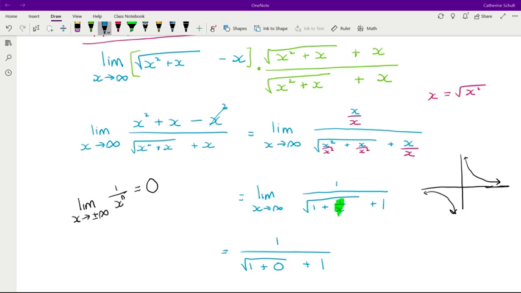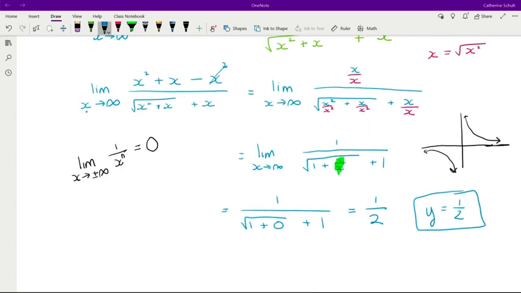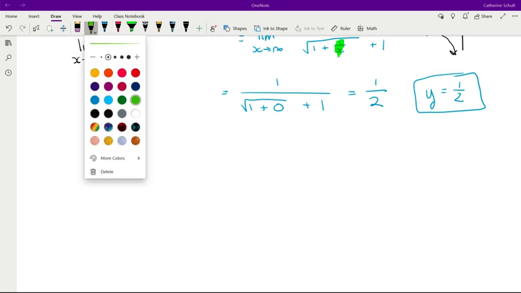All right, so what's that going to simplify to? 1 over 1 plus 1 is 1/2. Okay, so y equals 1/2 is an asymptote. It's a horizontal asymptote, so we're going to want to make sure we include that in our graph. Okay, and remember that's as x goes to positive infinity. Let's switch colors and see what happens when x goes to negative infinity. Do orange.